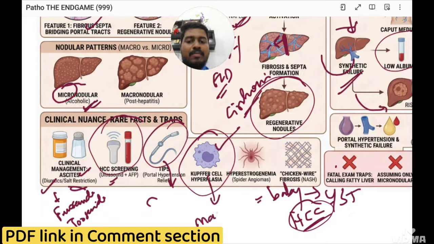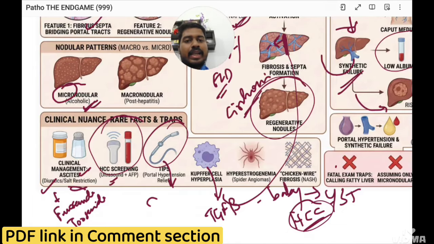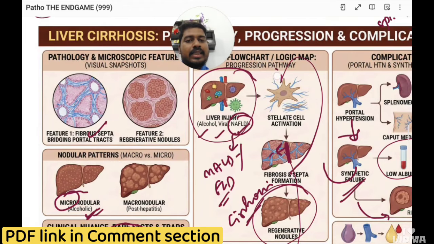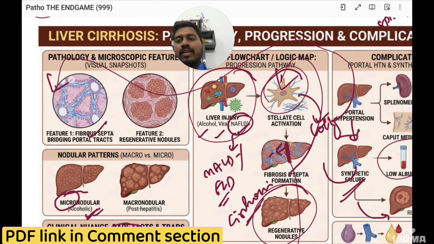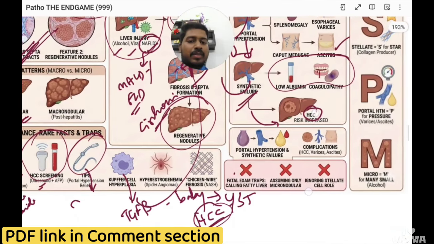Kupffer cell is the macrophage present in the liver. This Kupffer cell hyperplasia in turn secretes TGF beta, and this TGF beta in turn activates the stellate cell, and the stellate cell deposits collagen, and this collagen is the reason for the fibrous septa. So this is how the entire process of fibrosis takes place.